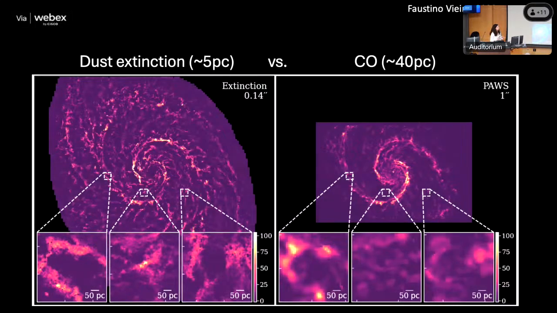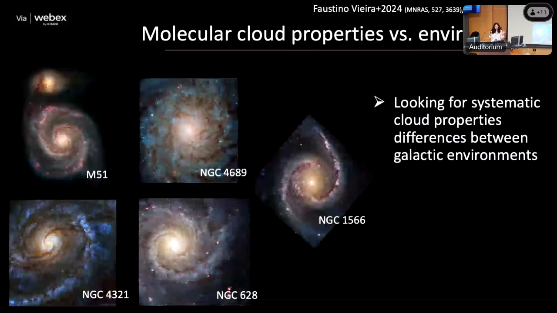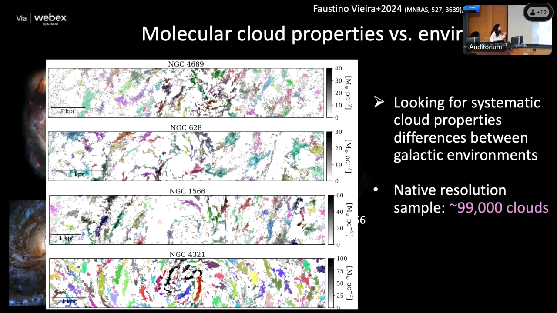Now that we have this fancy new imaging technique, with which we can get sub-arcsecond resolution for nearby galaxies, let's look at molecular cloud properties versus environment. For that, we picked a small but mighty sample of nearby galaxies, ranging from grand design spirals to some barred galaxies, as well as a flocculent one, to look at systematic differences in the initial conditions of star formation. We extract molecular clouds from all of these galaxies at the native resolution of each galaxy, and get a sample of about 99,000 clouds in total.